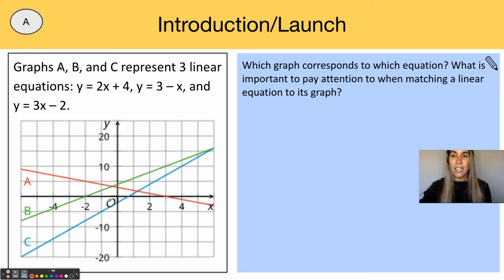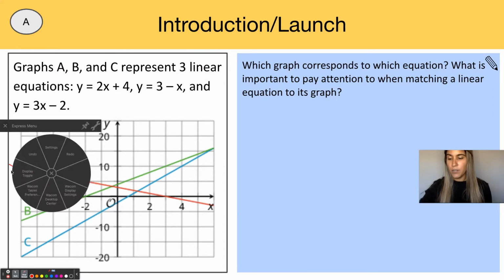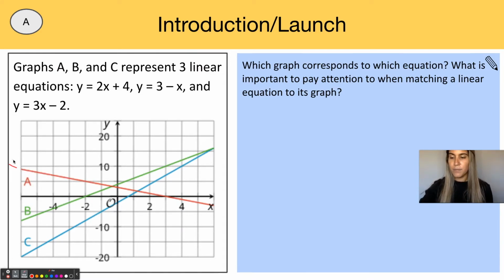It says graphs A, B, and C represent 3 linear equations. I have graph A right here, graph B, graph C. And it says they're represented by y equals 2x plus 4, y equals 3 minus x, and y equals 3x minus 2. It says, which graph corresponds to which equation?